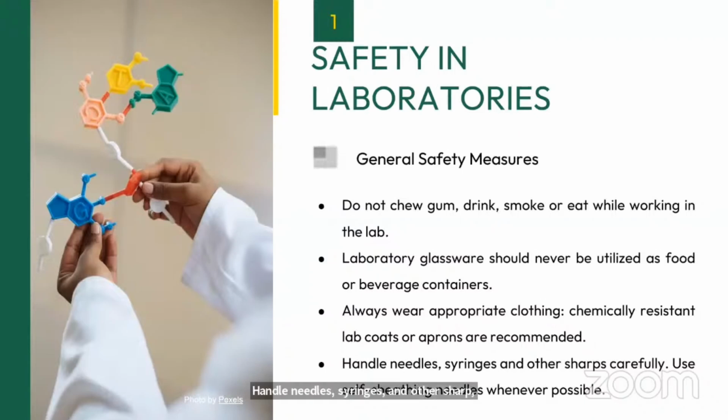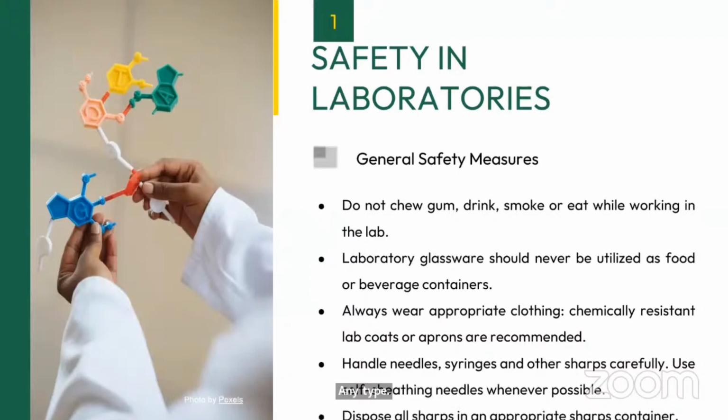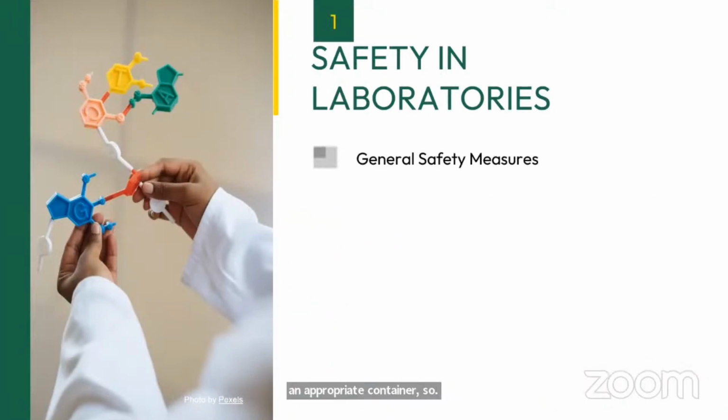Handle needles, syringes, and other sharps carefully. Use self-sheathing needles wherever possible. Self-sheathing needles basically have an attached cap with the needle. If possible, you should use them as far as possible to avoid any needle or sharp injuries. Dispose of all sharps in an appropriate sharps container. A puncture-proof container should be used, with no alternative.